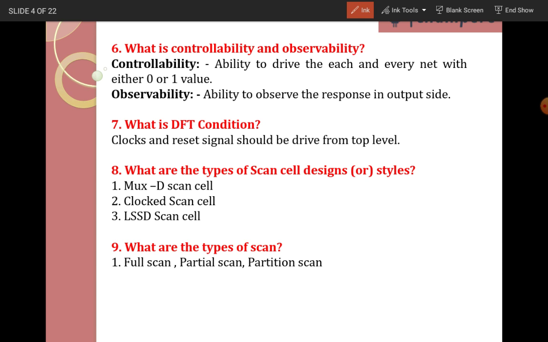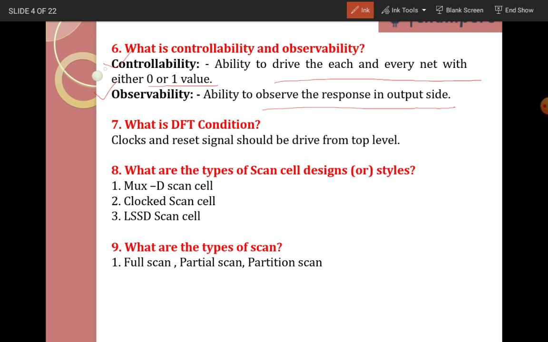Controllability is the ability to drive each and every net with either a 0 or 1 value. Next, observability is the ability to observe the response on the output side. So controllability belongs to the input side and observability belongs to the output side. These are things you have to remember. Maybe they may ask what is controllability and what is observability.